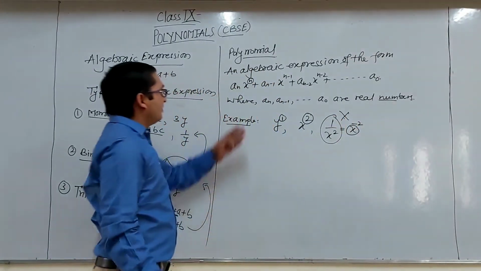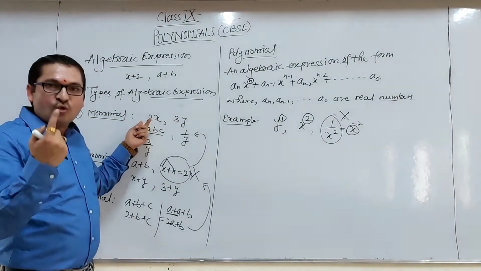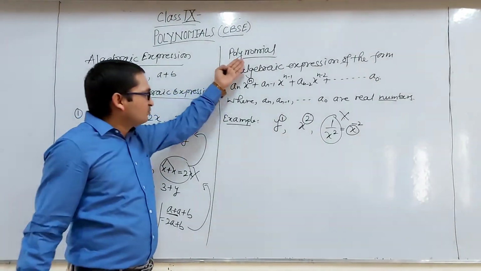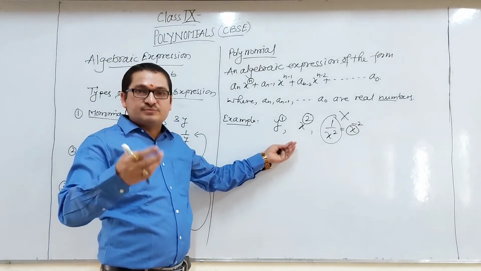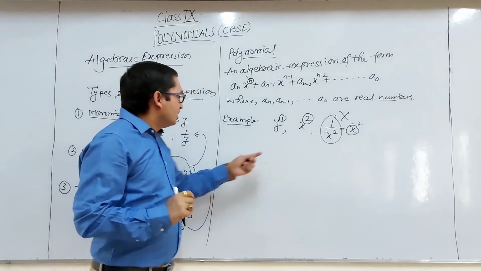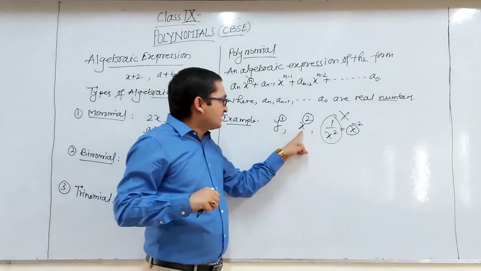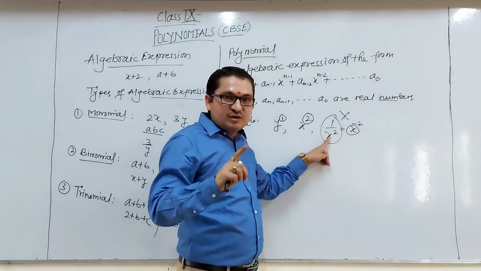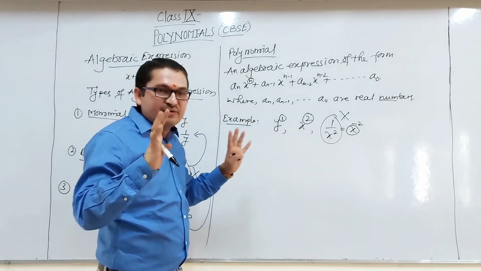So what is the difference between polynomial and monomial? Monomial is an algebraic expression with only one term. Polynomial means whether it's one term, two terms, three terms, or more than three terms, but the power of the variables should be a positive integer. So y is a monomial as well as a polynomial. X square is a monomial as well as a polynomial. 1 upon x square is a monomial, but it is not a polynomial. So this is the difference between monomial and polynomial.